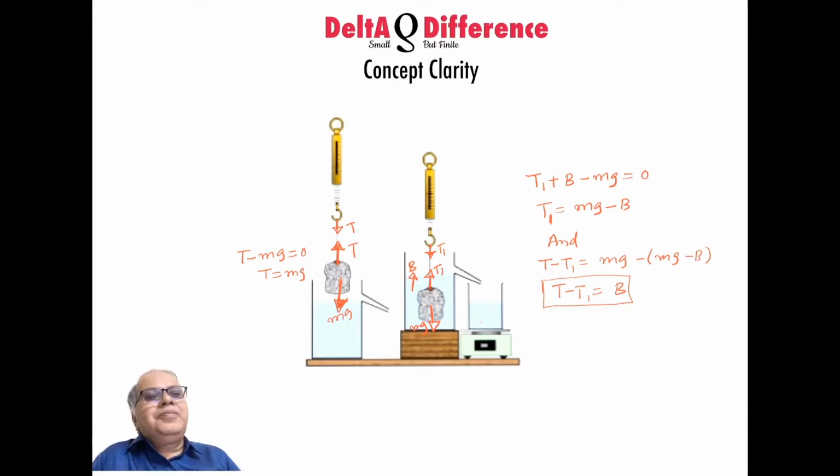This is another example we discussed previously. We'll try to understand that in a proper way. Yes, this stone was measured in air first. So the stone extends the spring and stops after some time.